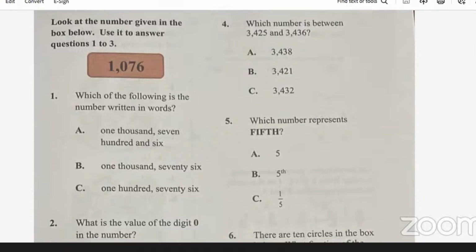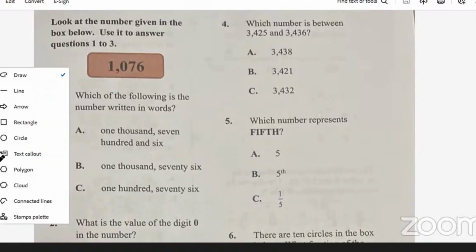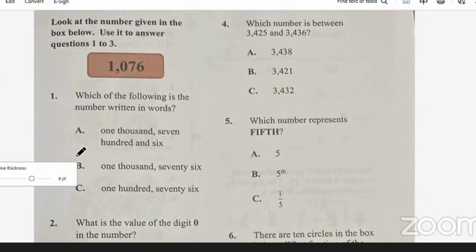Question 1 says, which of the following is the number written in words? Is it 1,706? 1,076? 176? The answer is B. I didn't set this up as yet. Let me check. Okay, it's good. So the answer is B, 1,076.